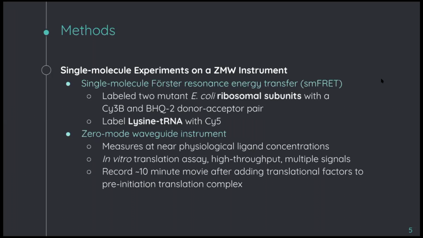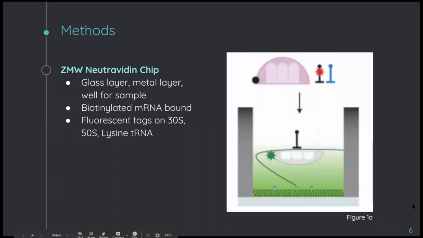A zero-mode waveguide, or ZMW instrument, was used to record around 10 minutes of translation by tethering a pre-initiation translation complex of the 30S subunit and biotinylated mRNA onto a Nutravidin chip surface. To make it easier to understand, here is a diagram of the Nutravidin chip. The mRNA contained lysine codons with one methylated base at each of the 3 different base positions. Then, translational factors, which were the 50S subunit and Cy5 tagged lysine tRNAs, linked to lysine tRNA synthetases, were introduced to the complex during data acquisition.